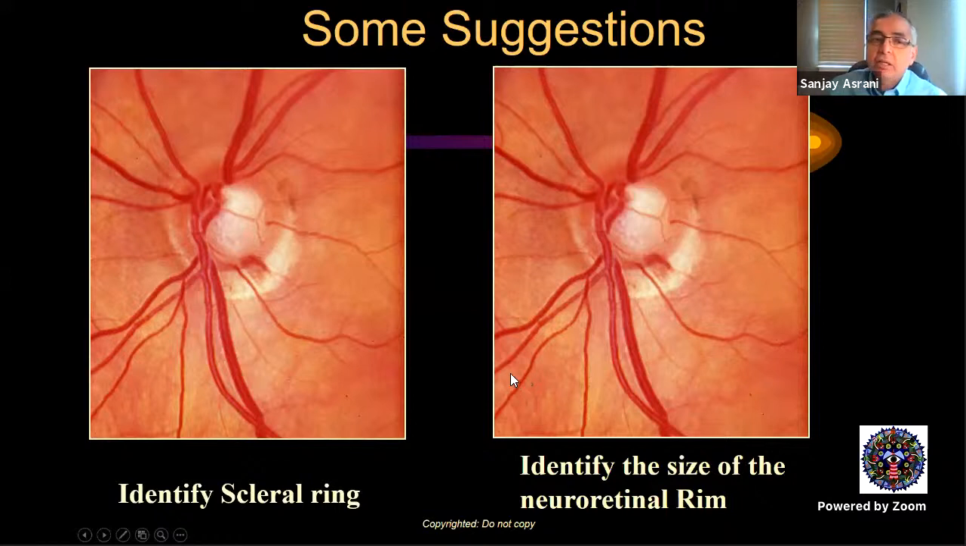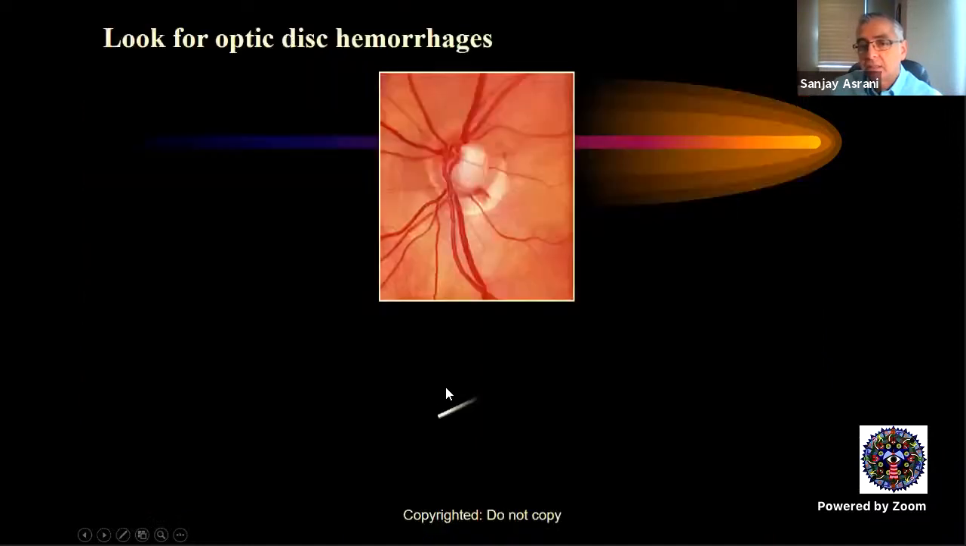Some suggestions in looking at the optic nerve. Let's start with that. Here is an optic nerve where one has to identify the scleral ring. It is this ring that is pretty obvious in this lower half, but once you come to the upper half, it is indistinct. Now, if you can't identify the scleral ring, it becomes difficult for you to identify the size of the neuroretinal rim. The neuroretinal rim is easy to identify from, say, 2 o'clock all the way to 10 o'clock, but then in this upper segment, we don't know where it ends. So these are some of the challenges of examining the disc.